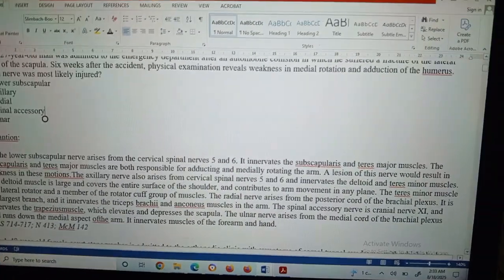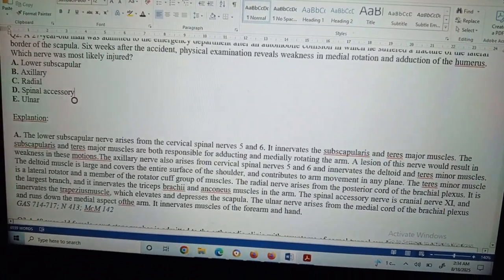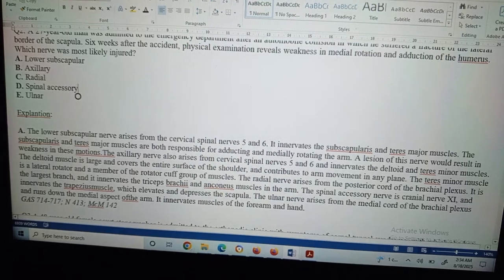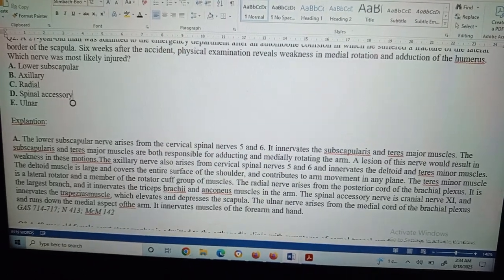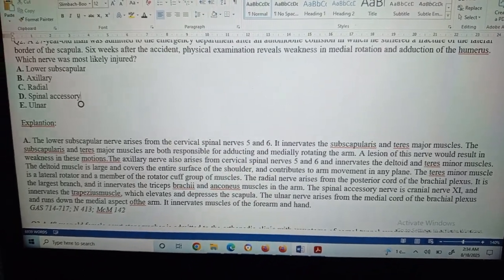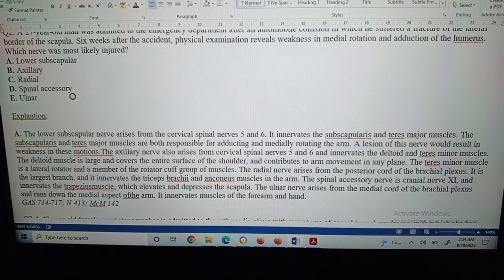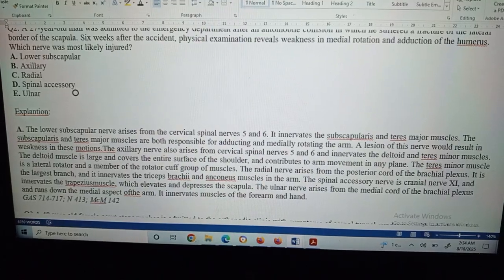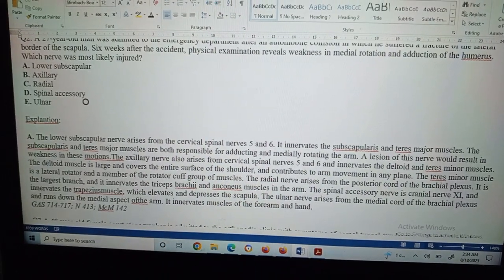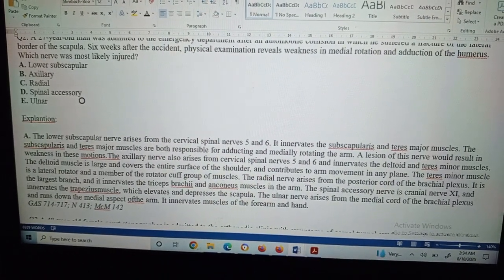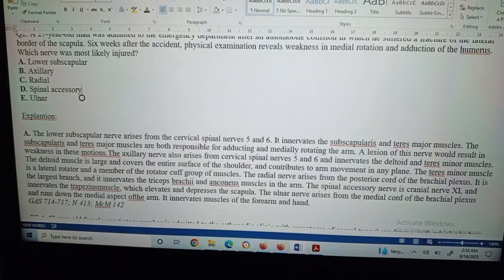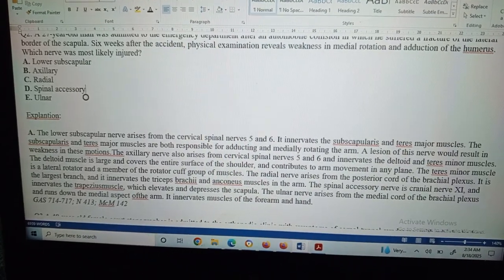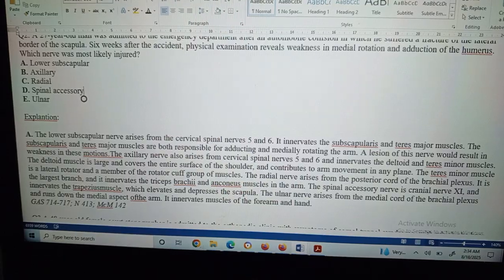Now let's see the explanation. The lower subscapular nerve arises from C5 and C6. It innervates the subscapularis and teres major muscles. The subscapularis and teres major muscles are both responsible for adducting and medially rotating the arm. A lesion of this nerve would result in weakness in this motion. The axillary nerve also arises from C5 and C6, but it innervates the deltoid and teres minor muscles.